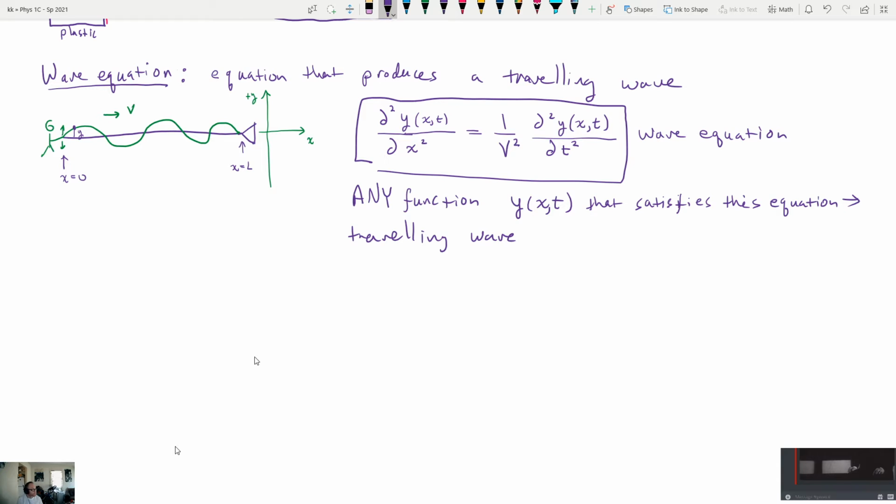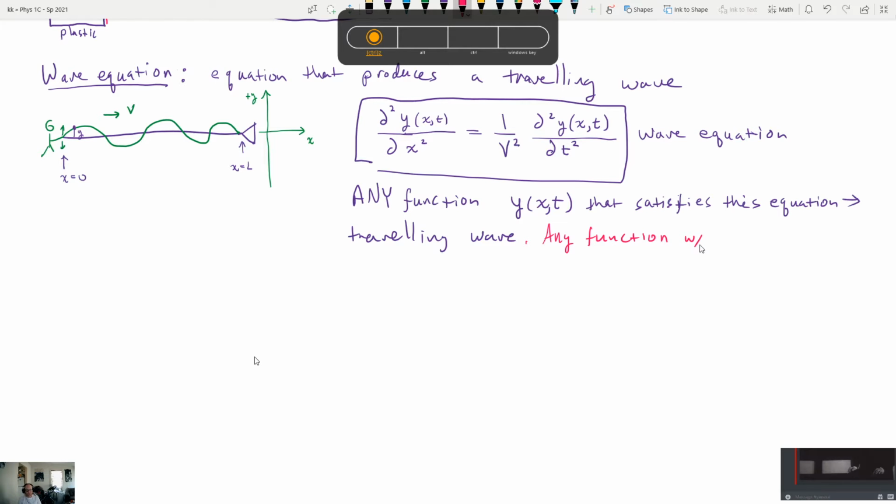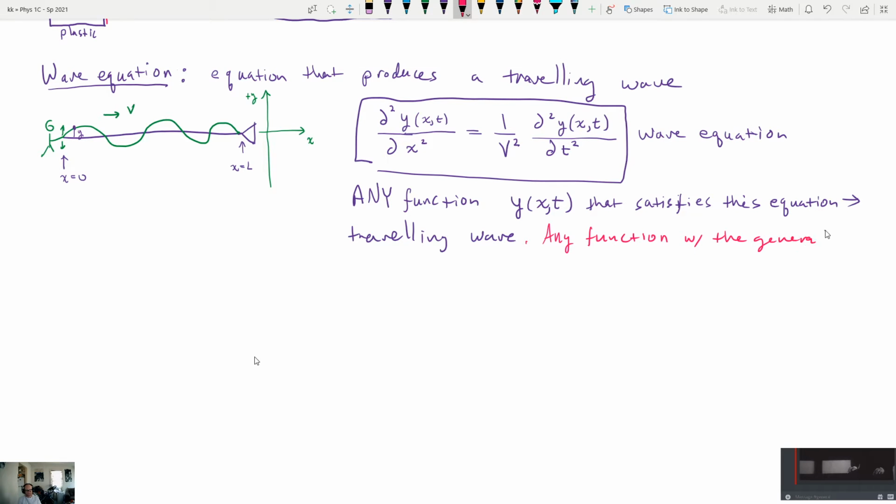So our goal today, if we can finish it today, we might have to finish it next time, will be to prove that the electric and magnetic fields satisfy this equation when you use Maxwell's equations, okay? Now, let me give you an example of a solution to this equation. Any function with the general form will satisfy this wave equation.